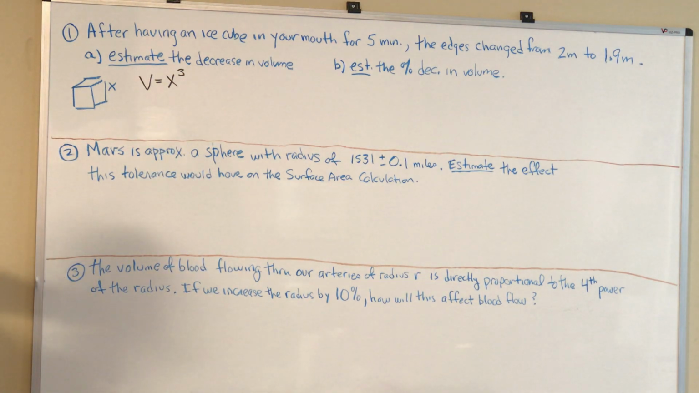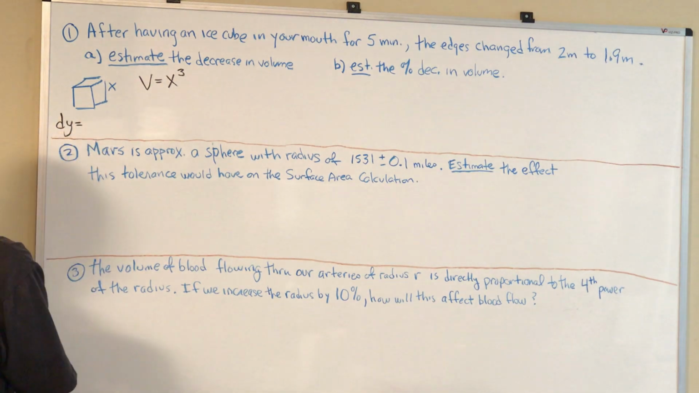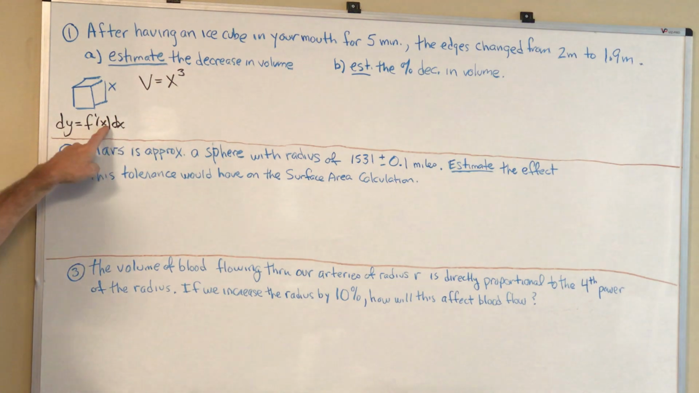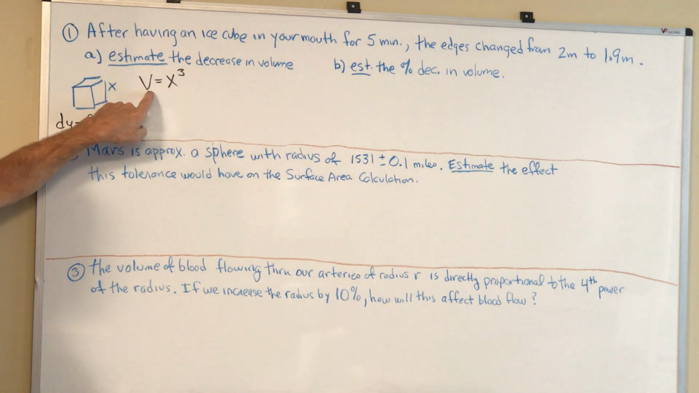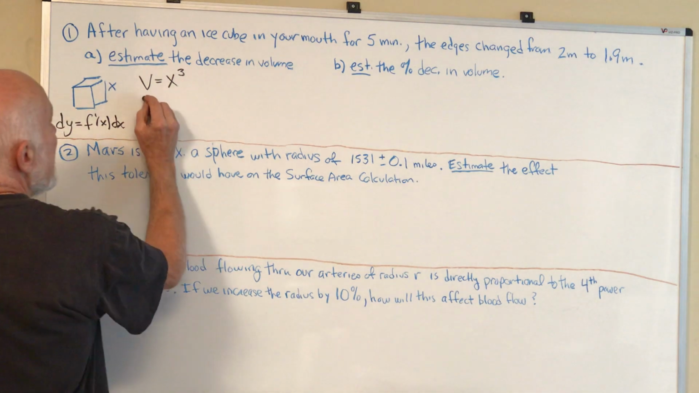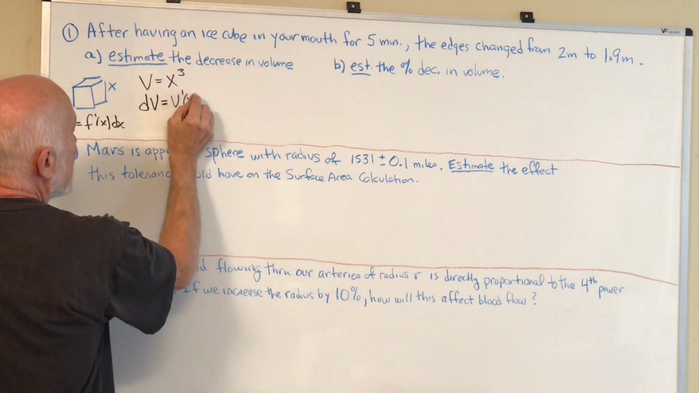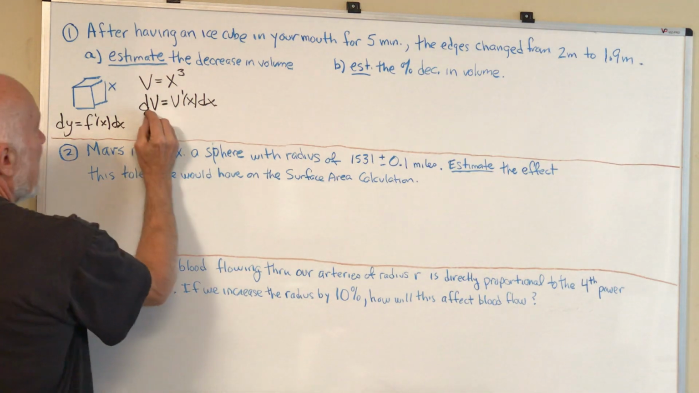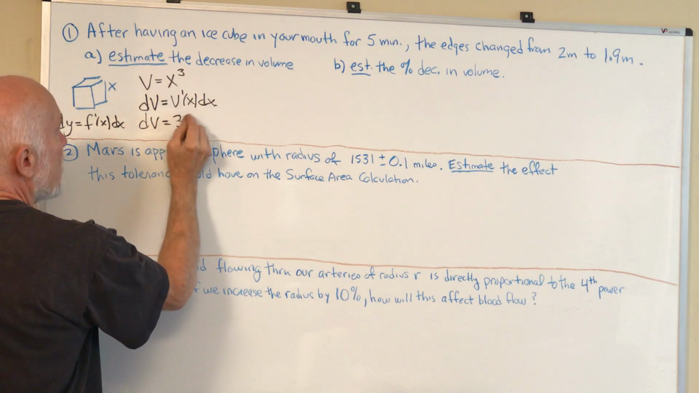So going back to our definition of differential, that dy was equal to f prime of x dx, that's when x was the independent variable and y was the dependent variable. So the only difference now is V is the dependent variable instead of y. So we could say dV equals V prime of x dx. And we know what V prime of x is. It's the derivative of x cubed, it is 3x squared.